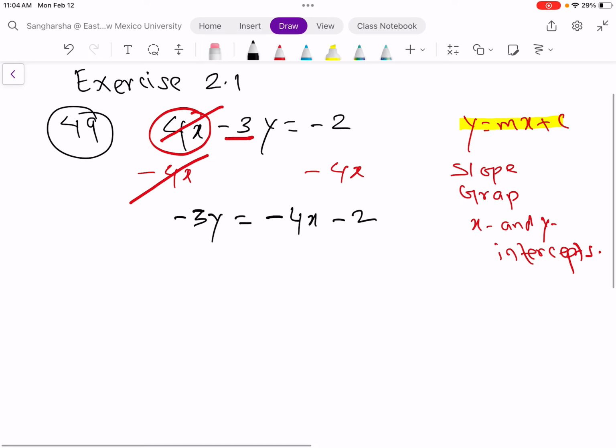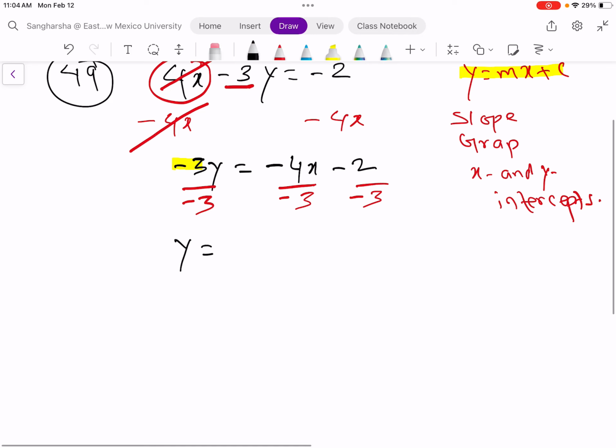Now we need to get rid of negative 3. Okay, we are solving for y, so we need to have y by itself on one side. So in order to get rid of negative 3, we divide every term by negative 3. So we have negative 3y divided by negative 3, that is positive y, equals, so negative 4 divided by negative 3, that is positive 4 over 3 x, and negative 2 divided by negative 3, that is positive 2 over 3.